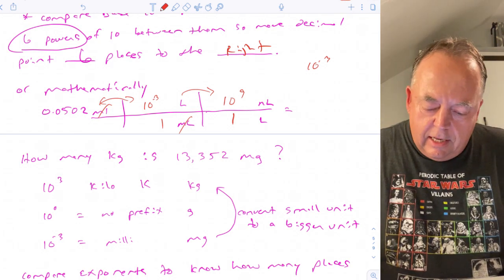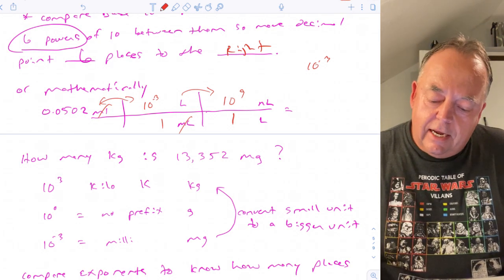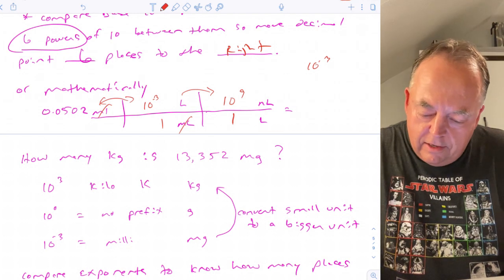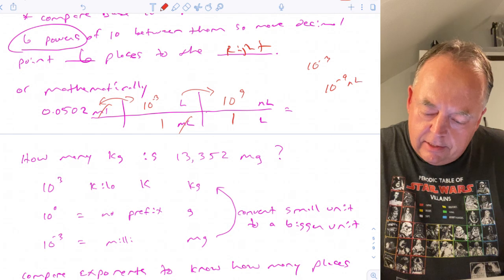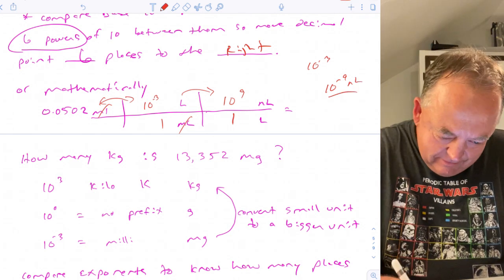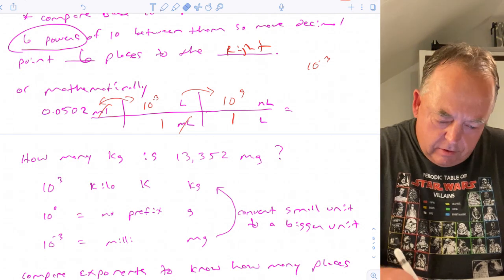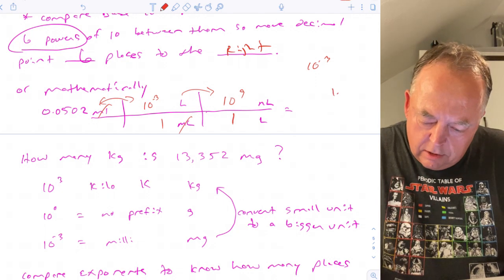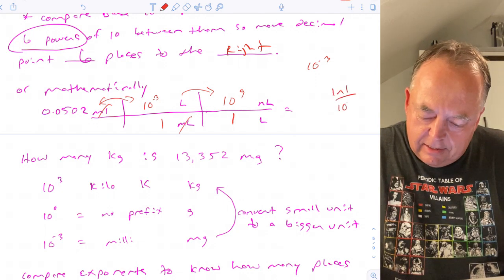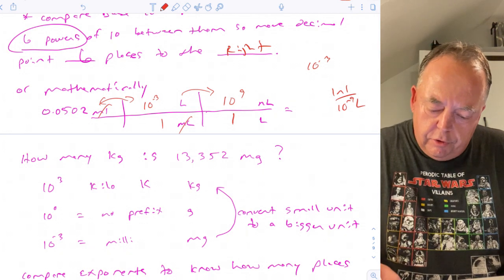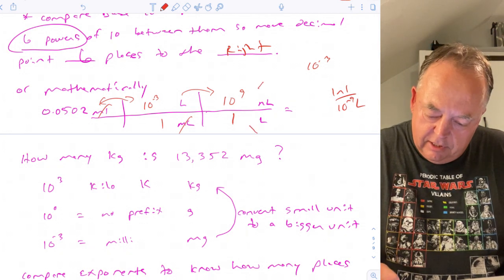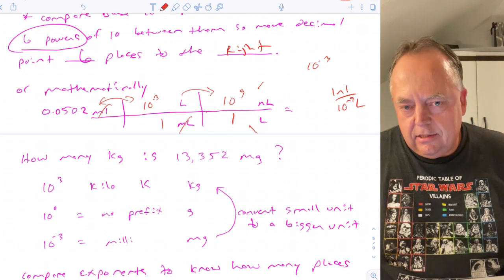Right, so there's 10 to the positive 9 nanoliters in one liter, or that would be equivalent to saying 1 nanoliter is the same thing as 10 to the minus 9 liters. So it wouldn't matter what you use. You could put 1 here, and you could put 10 to the minus 9 here, and you're going to get the same answer, right?